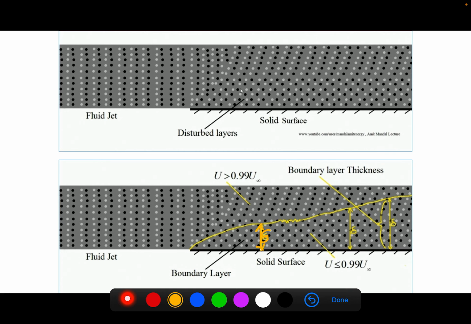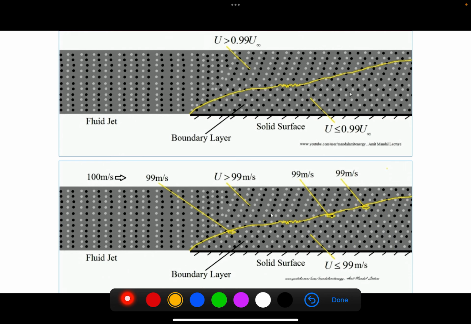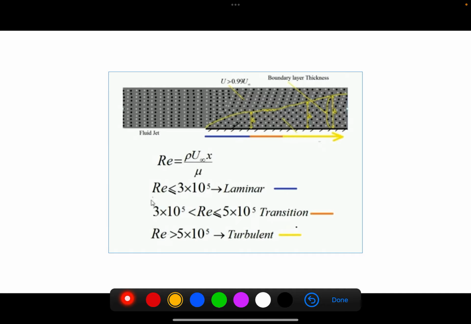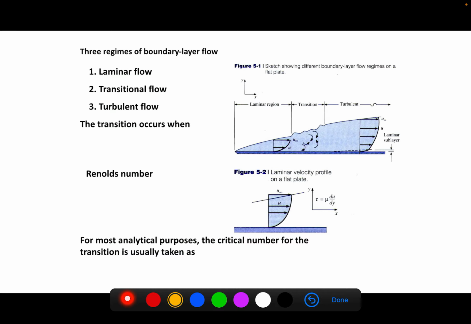This thickness is explained here. The thickness delta is increasing with x; with the increase in x, the delta is increasing. This is the limit where u becomes approximately equal to 0.99 u infinity. Within the boundary layer, u will be less than or equal to 0.99 u infinity. Some other parameters are there, such as the Reynolds number.